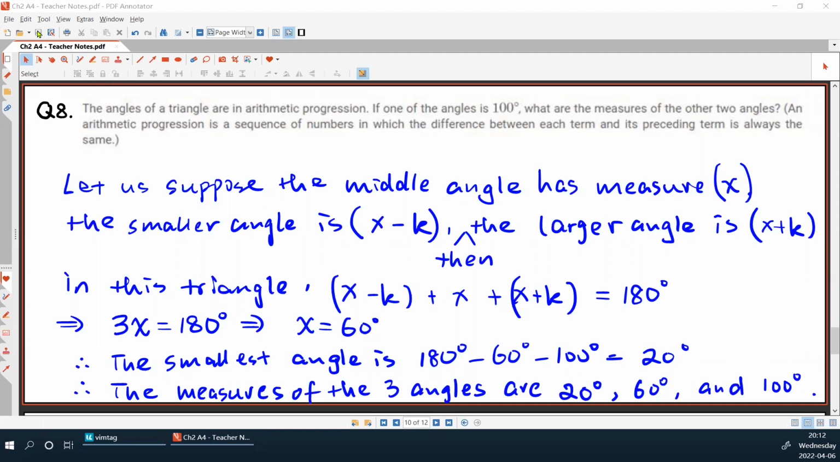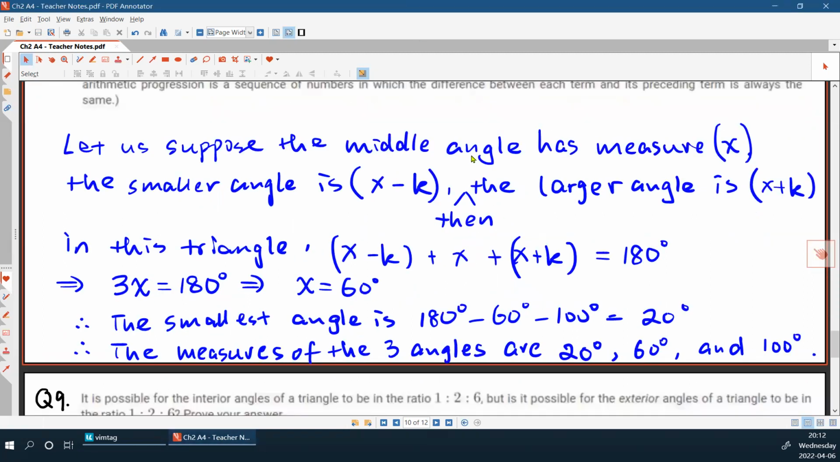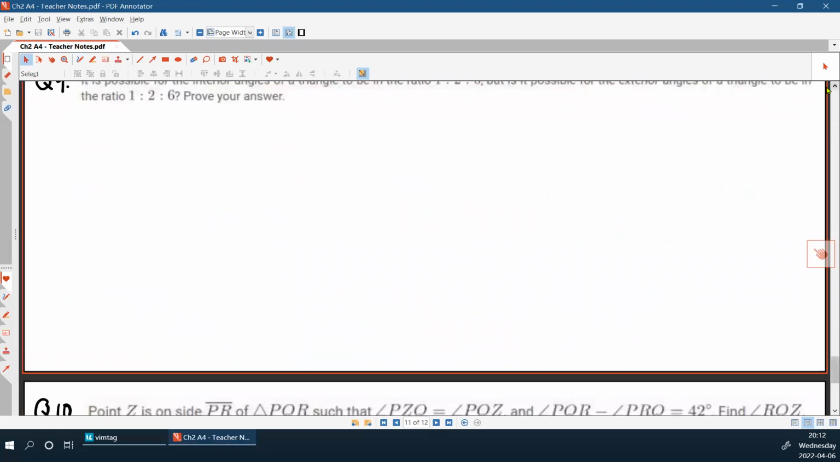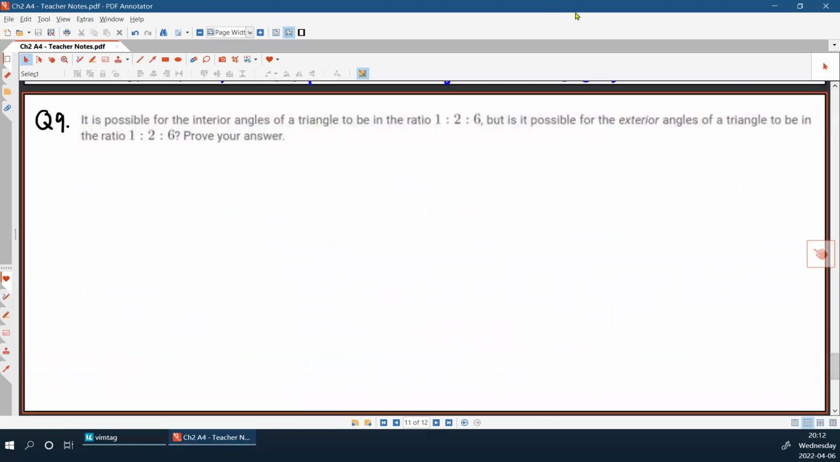Okay. All right, let's have a look at the next one. Okay, is it possible? It is possible for the interior angles of a triangle to be in the ratio 1 to 2 to 6. But is it possible for the exterior angles of a triangle to be in the ratio 1 to 2 to 6?